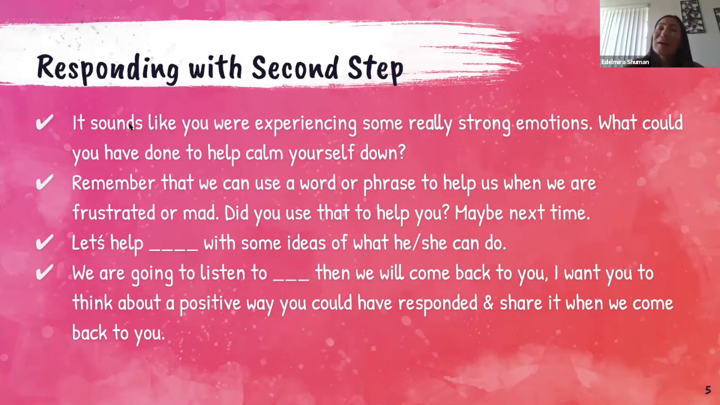So I said, "I'm going to give you some time to think about a better and more positive way you could have reacted, or what you could have done that wouldn't be aggressive or violent. We're going to go to someone else and let her share, and I'm going to come back to you and you can tell me what you thought." That's where we mix in our second step, just as needed, whenever we come up to something like that, because the kids are welcome to share whatever they want.